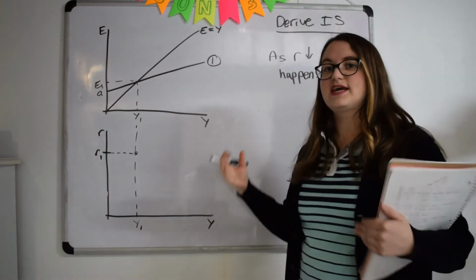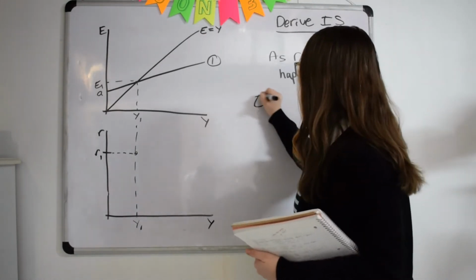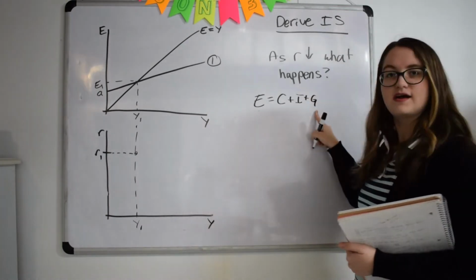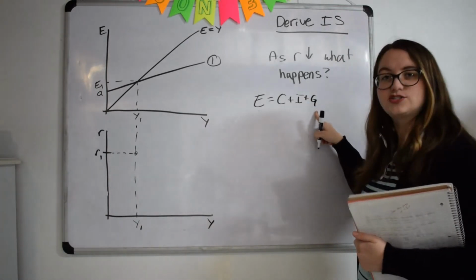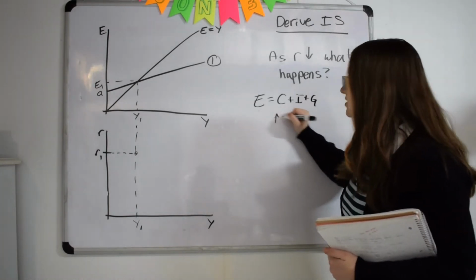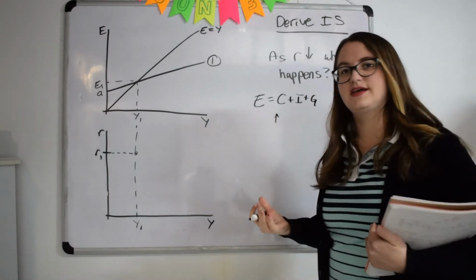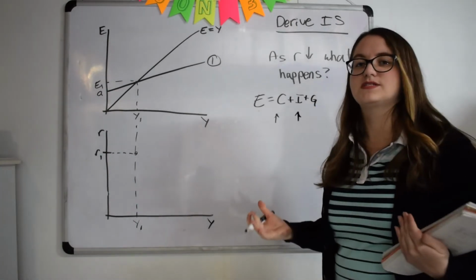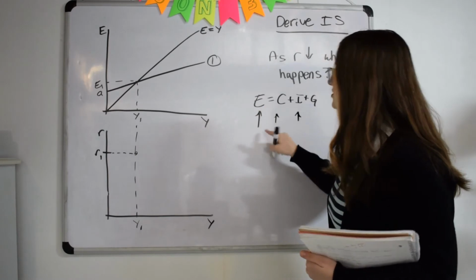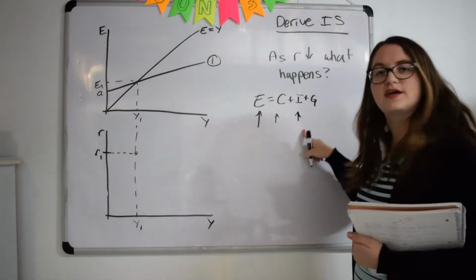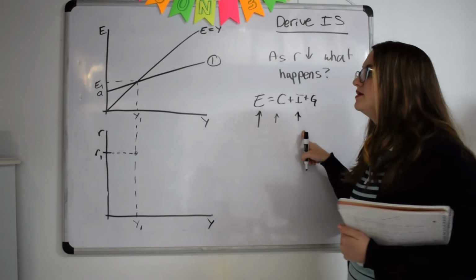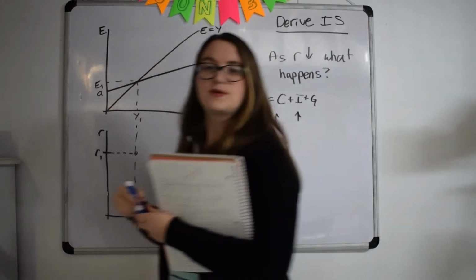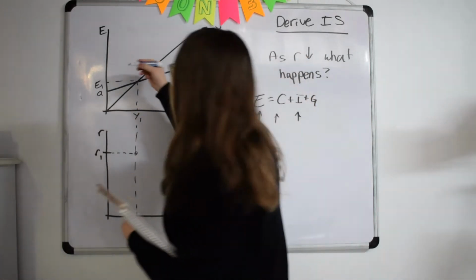Now, as we see interest rates fall, what happens in our E equals C plus I plus G equation? When interest rates fall, consumption will go up because people will start taking out more loans. Investment will go up for the same reason. And then overall, expenditure will rise because we have two increases in the equation. So when we see a rise in expenditure, we know that the expenditure line goes up. So let's draw that in.